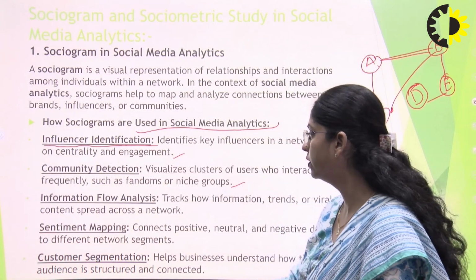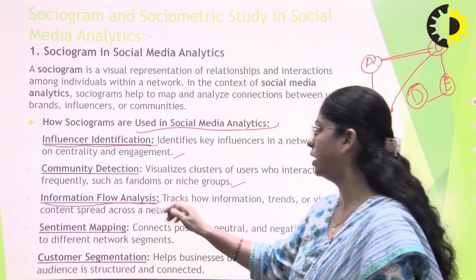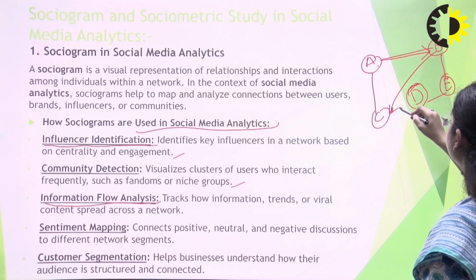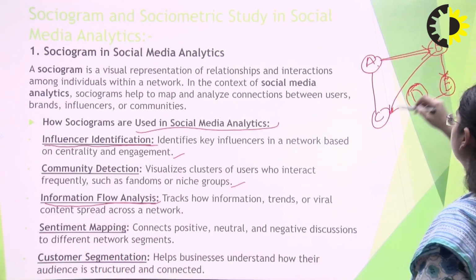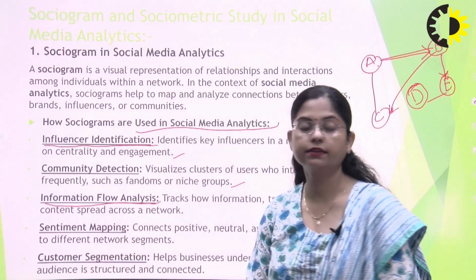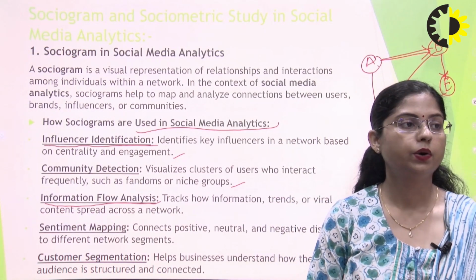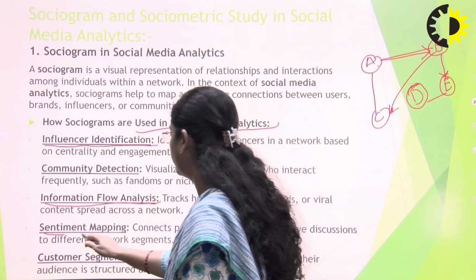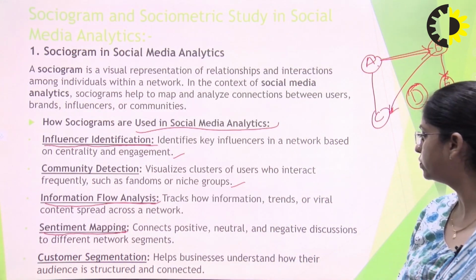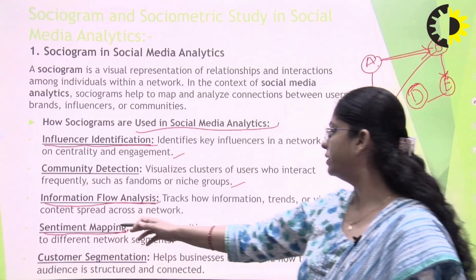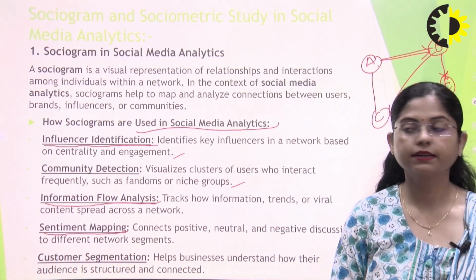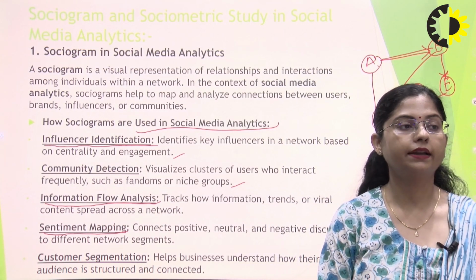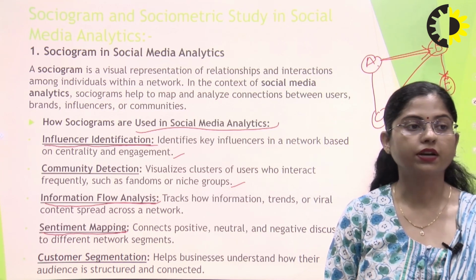Next, information flow analysis. On the basis of information flow, for example, there is a flow of information between A to B, B to C, or B to E. So we'll find out the flow of information, that is, track how information trends or viral content is spread across a network. Next is sentiment mapping, that is, connect positive, neutral and negative discussions to different network segments. Next is customer segmentation. What is customer segmentation? That helps businesses understand how their audience is structured and connected.